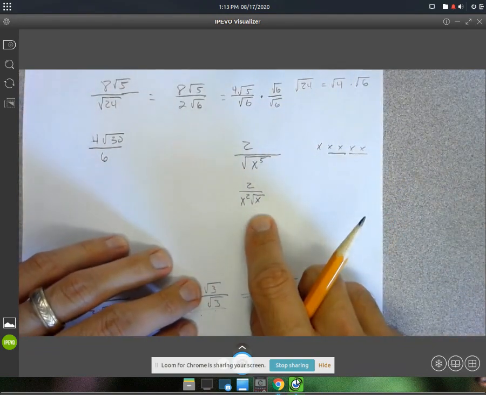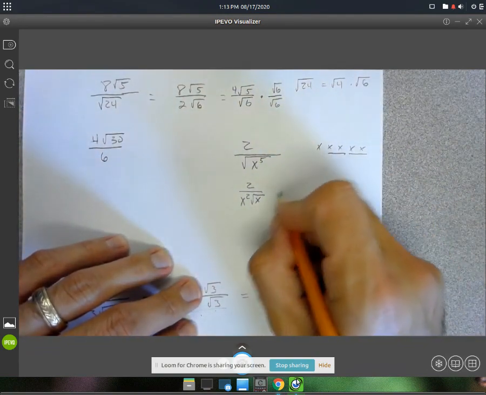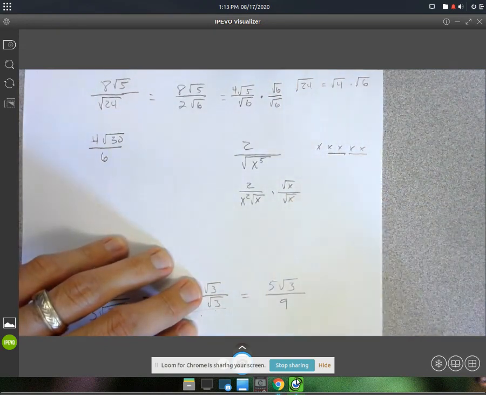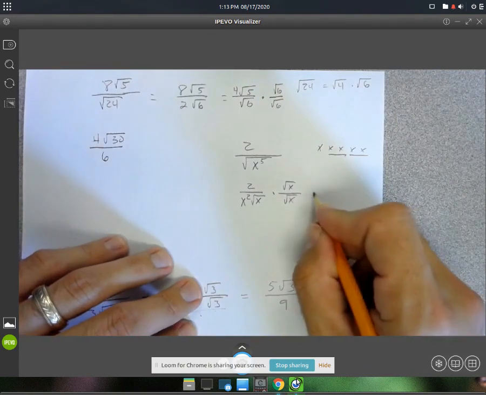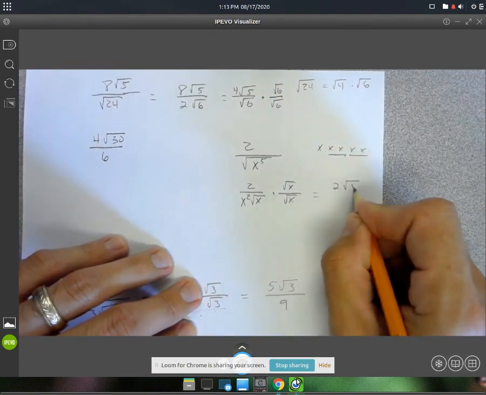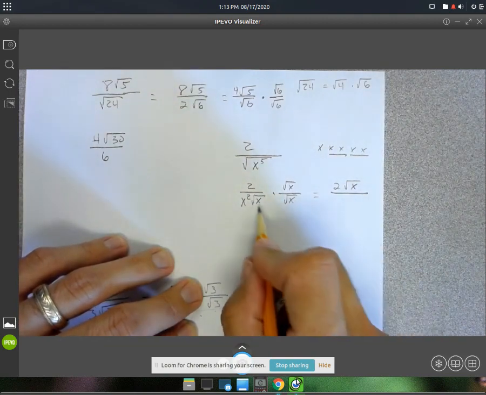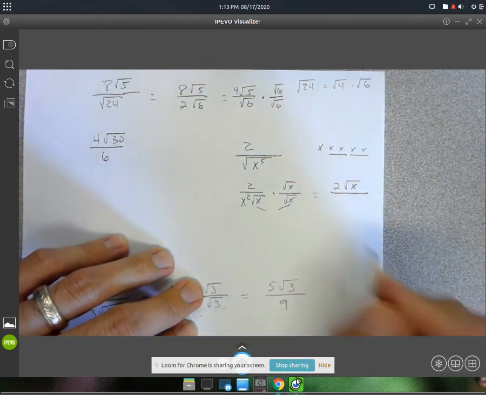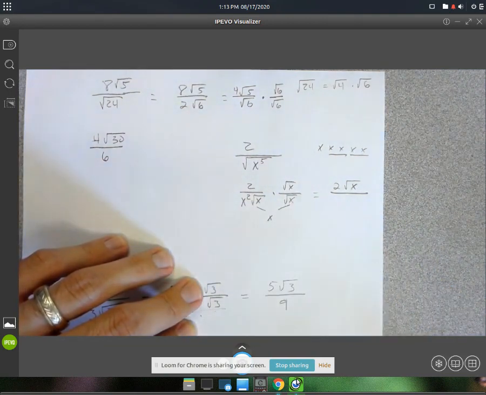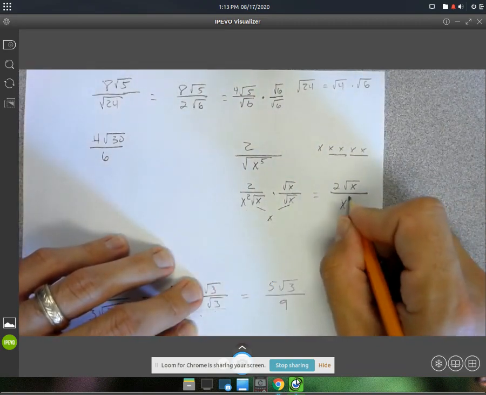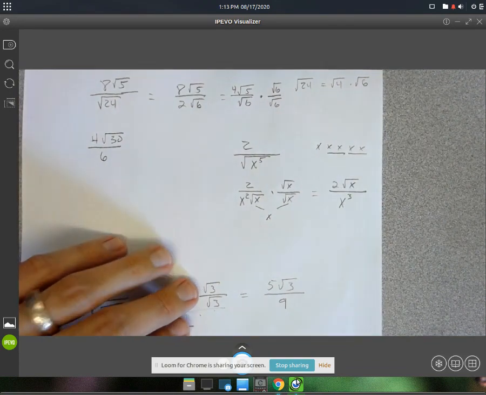And now you would multiply top and bottom by the square root of x. So root x times root x. That's going to give us a 2 root x on top. And the bottom, well, this root x and that root x is going to give us just an x. And then that x times that x squared will give us x to the 3rd power.